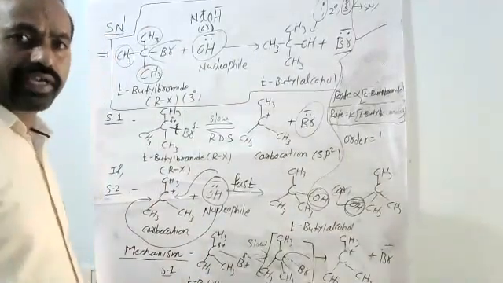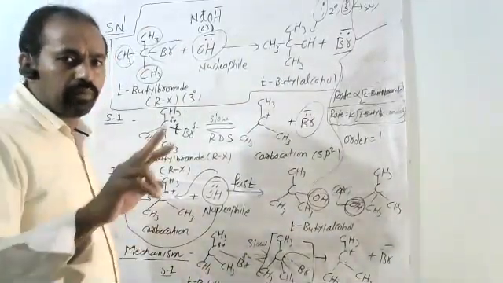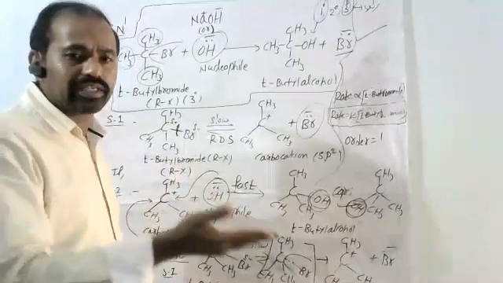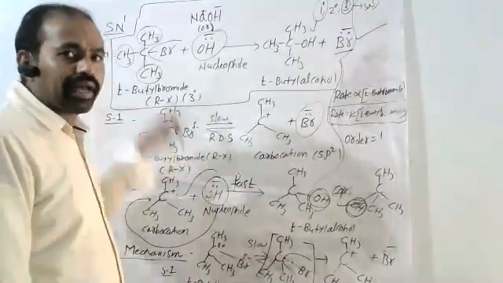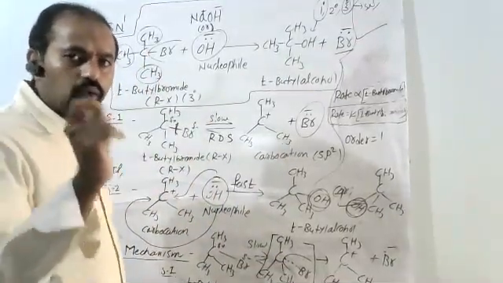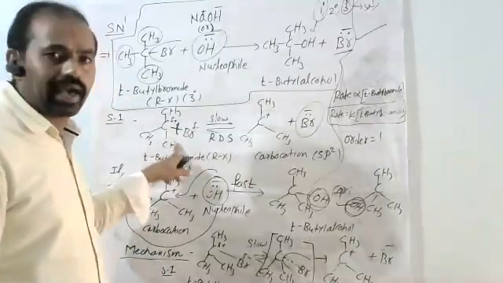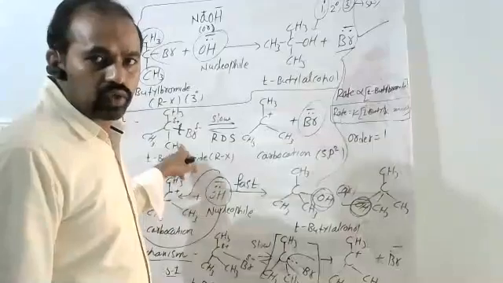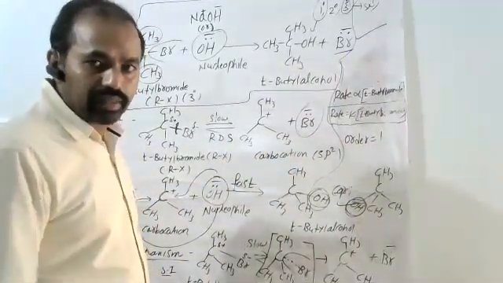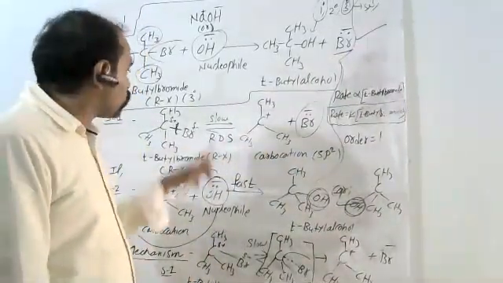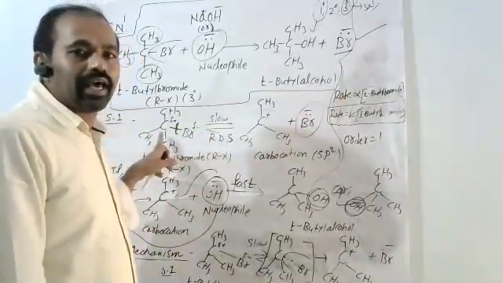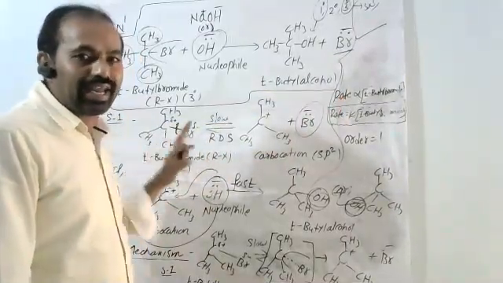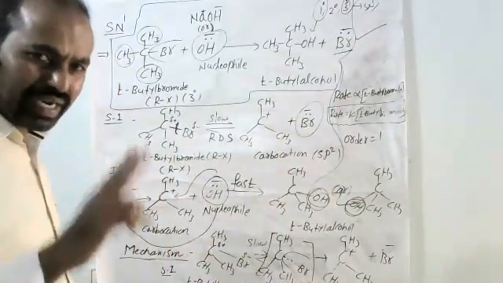But in the SN2 reaction, the rate depends on both nucleophile as well as alkyl halide. But in the SN1 reaction, the rate only depends on alkyl halide. It does not depend on nucleophile. So the kinetics says the rate is directly proportional to only the reactant alkyl halide concentration. Is that clear? Next.